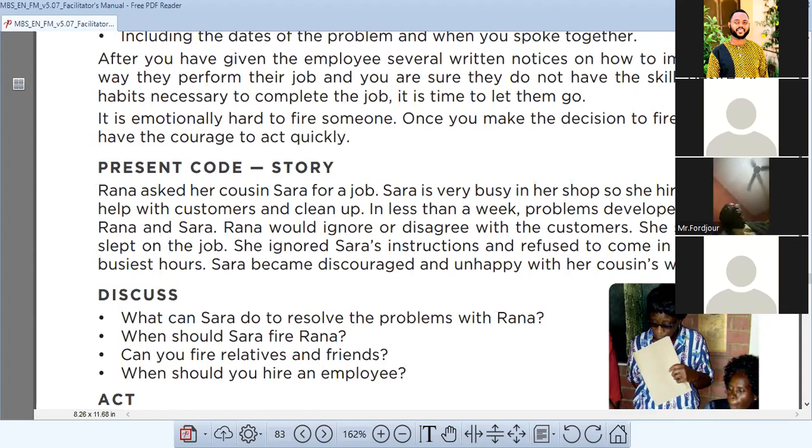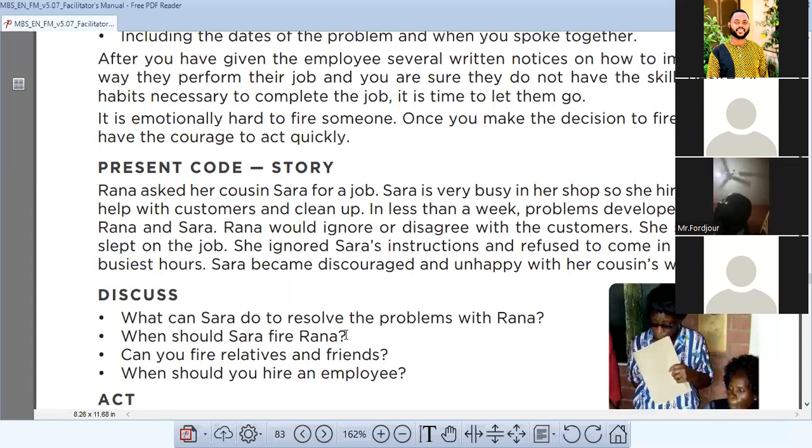Okay, so the issue here is that if you have even a relative working for you, and that person becomes a liability to your business, in this case, you find that Rana, because she was a cousin to Sarah, felt like there was no need for her to put any effort into the business. She was sleeping at the job and not listening. She was not following Sarah's instructions, and she had so many disagreements with the customers. So what that would do is that at the end of the day, she's going to destroy Sarah's business.